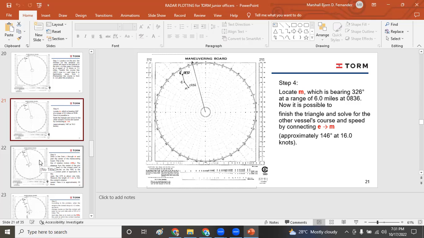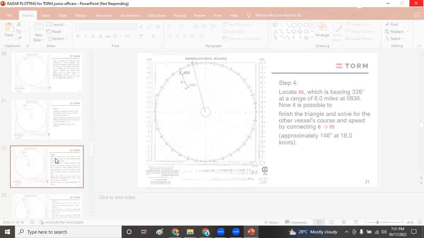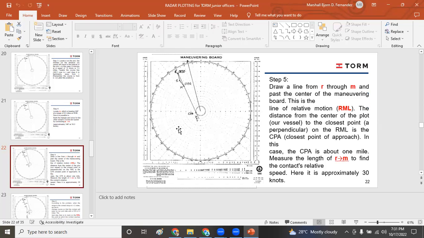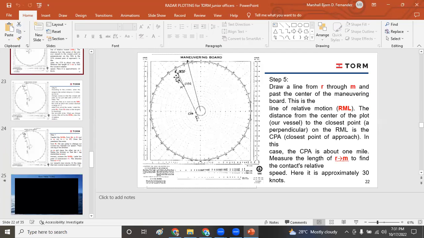Okay. So, step 5. Now, step 5, create a line from R to M. Gumawa kayo ng line, yung point ni R at saka point ni M. Dikit mo lang yung ruler mo or parallel or triangles. Create a line going there.